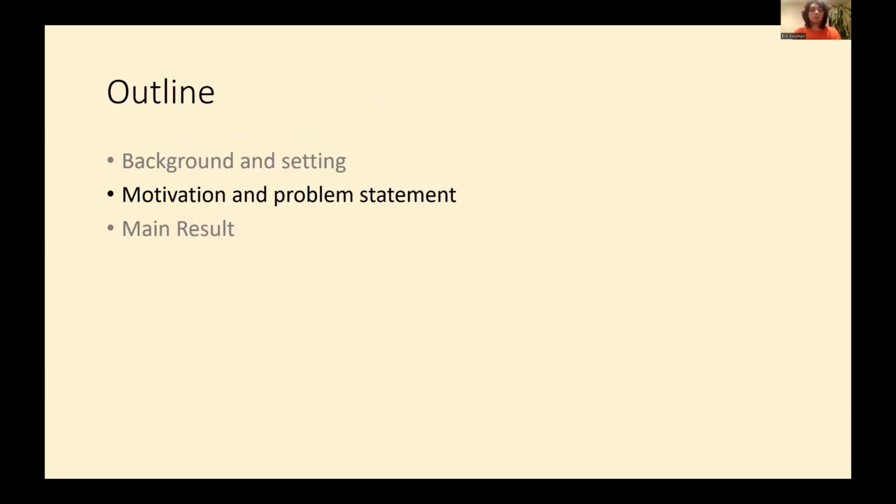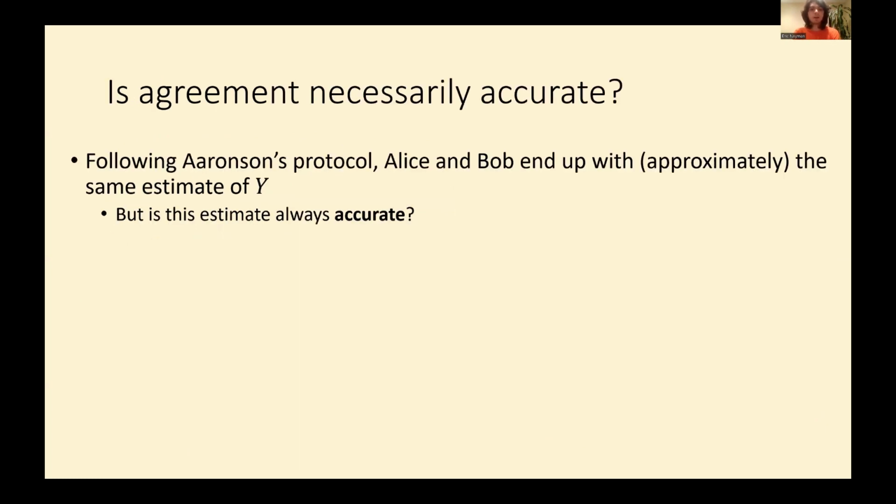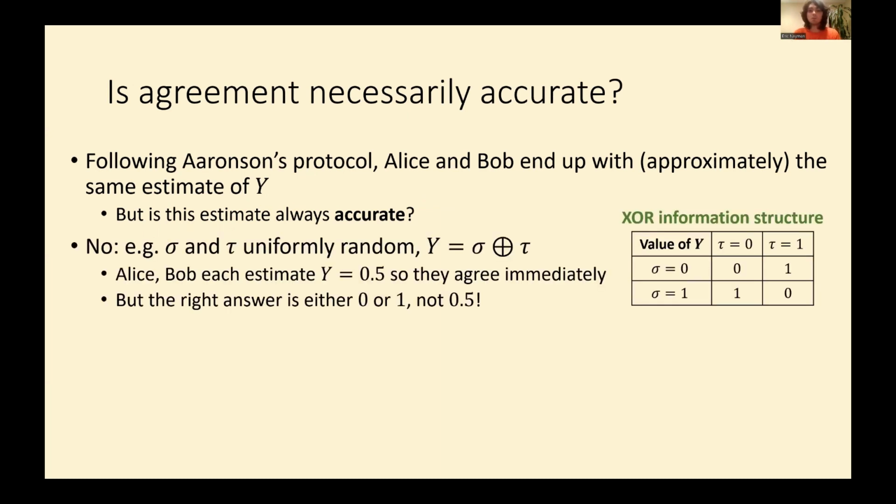With this background in hand, I can now motivate and state our problem. If Alice and Bob follow Aaronson's protocol, they will end up with roughly the same estimate of y. But is this estimate necessarily accurate? Unfortunately, the answer is no.